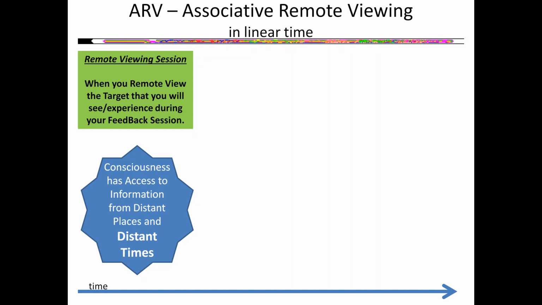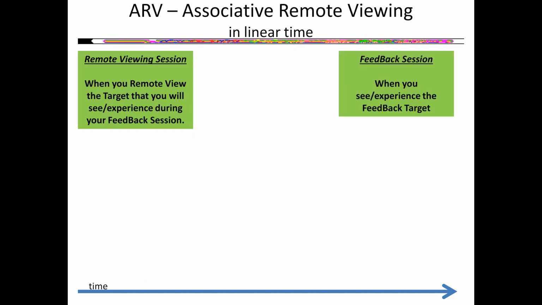So the remote viewing session is when you're remote viewing. It's the target that you will see and experience during your feedback session. That's sometime in the future here. The feedback session is when you, in fact, do experience that and exchange, if you will, the information with the remote viewer. All of that is done in ways we don't understand, but that's what consciousness does. So the protocol starts with the remote viewer describing and sketching a picture he'll see or she'll see at feedback time.